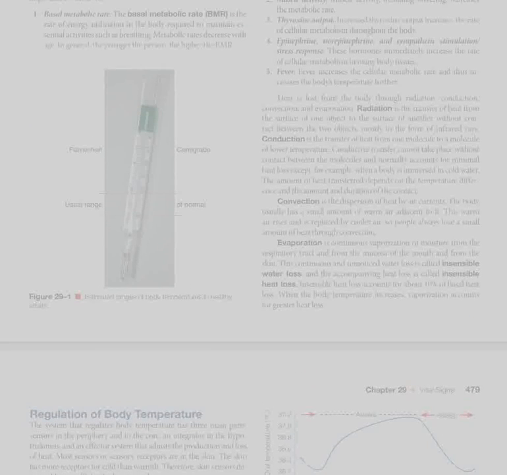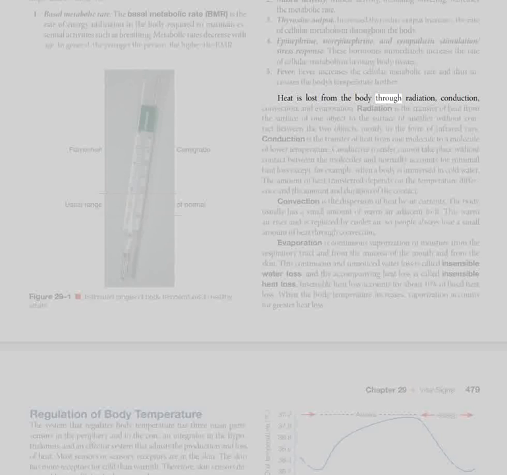2. Muscle activity. Muscle activity, including shivering, increases the metabolic rate. 3. Thyroxine output. Increased thyroxine output increases the rate of cellular metabolism throughout the body. 4. Epinephrine, norepinephrine, and sympathetic stimulation/stress response. These hormones immediately increase the rate of cellular metabolism in many body tissues. 5. Fever. Fever increases the cellular metabolic rate, and thus increases the body's temperature further.